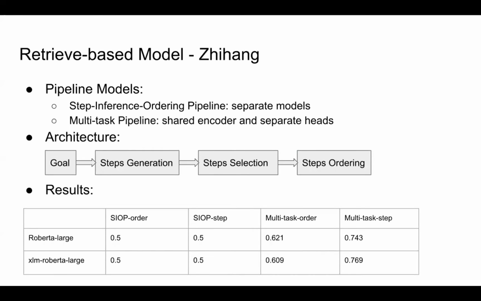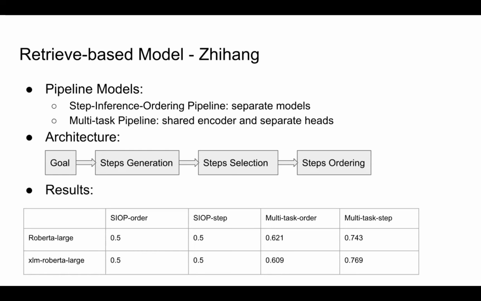So we have 2 pipeline models. The first one is the step inference ordered pipeline, and the other one is the multitask pipeline. The key difference is that the step inference ordered pipeline has 2 separate models, while the multitask pipeline has a shared encoder and separate heads. We summarize the architecture here. So given a goal, we will use our steps generation model to generate a bunch of steps, and we will use our pipeline models to select several steps from the generated steps and order them.